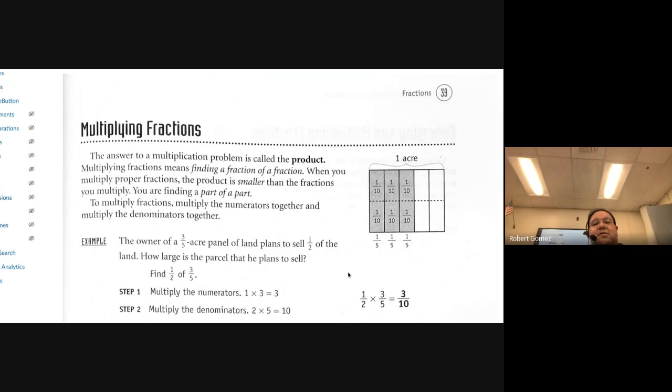Okay. So this is actually the vocabulary that they give you, and they do repeat it very often: the answer to a multiplication problem is called the product. And multiplying fractions means, this is the cool thing, that you're finding a fraction of a fraction. So when you multiply proper fractions, meaning fractions where the numerator is smaller than the denominator, like for example, 1 over 10, that's a proper fraction.